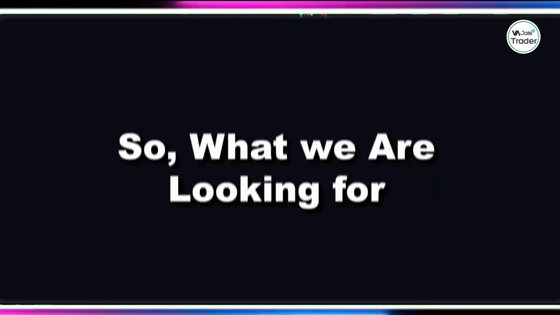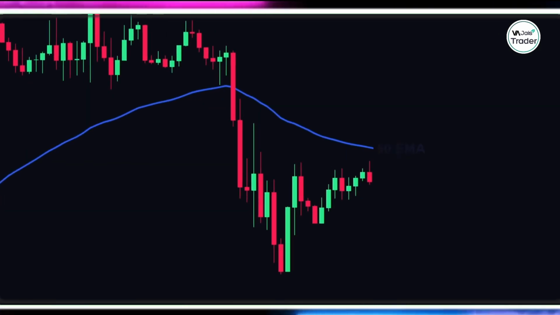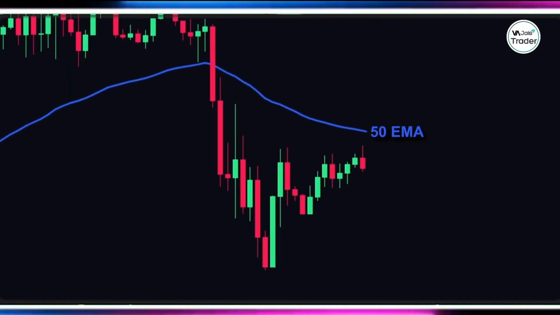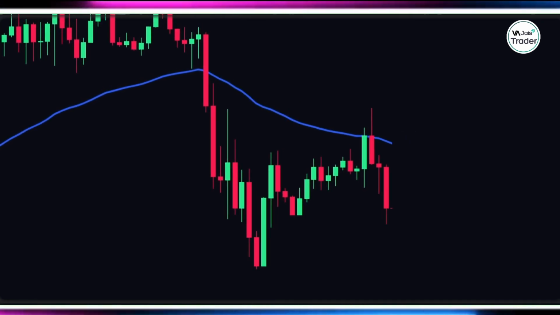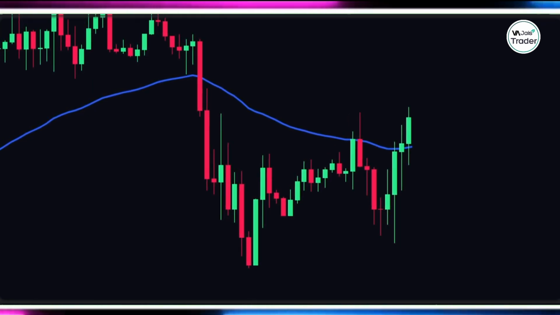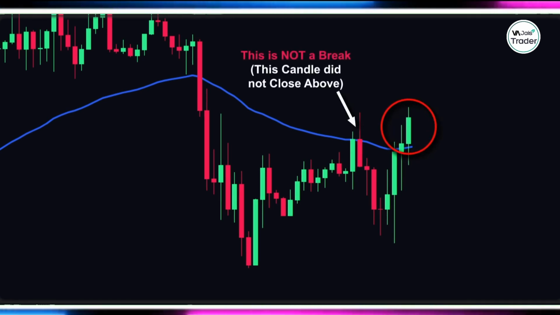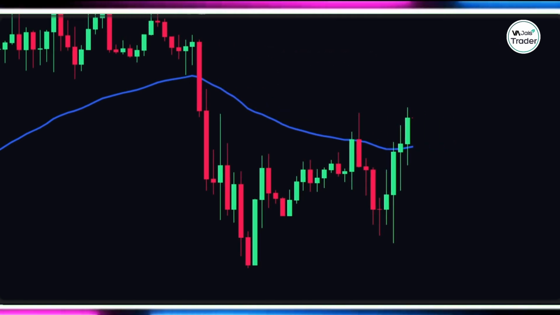So, what we're looking for is a chart where the price is moving below the 50 EMA, such as in this chart for example. The strategy starts once the price breaks above the 50 EMA and a candle closes above it, as you can see in this chart. So the first step of this strategy is complete, a break above the 50 EMA. Then, we're going to wait for a pullback.